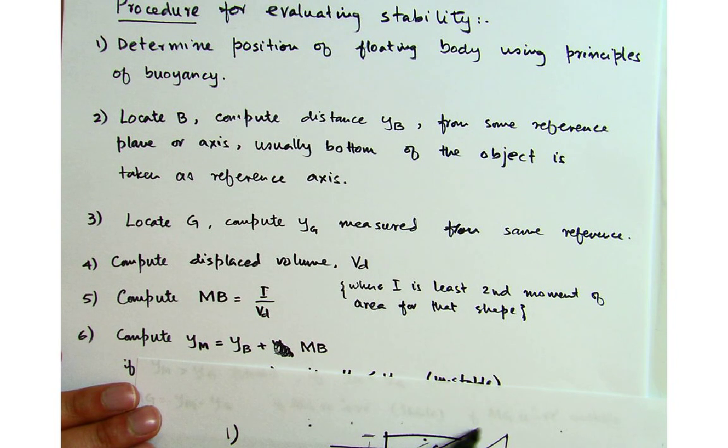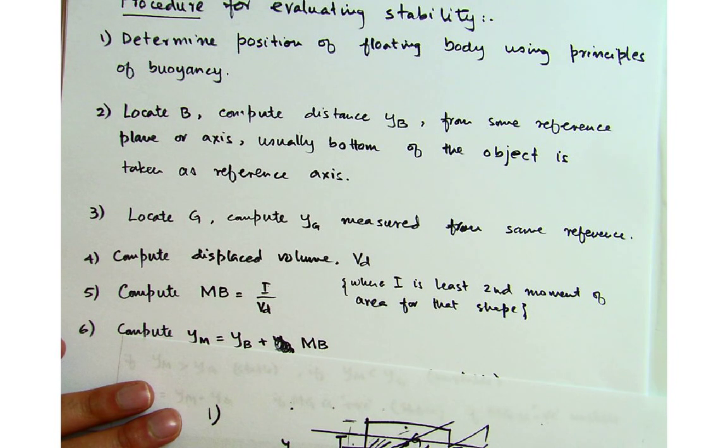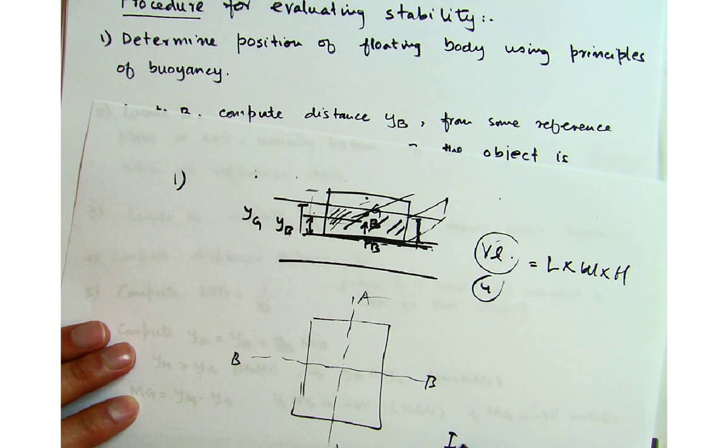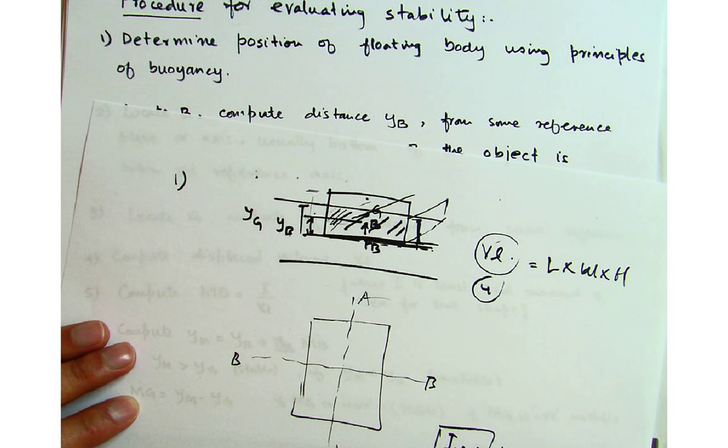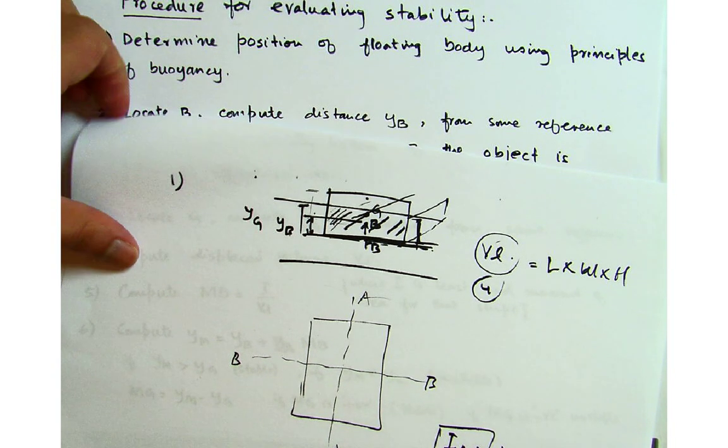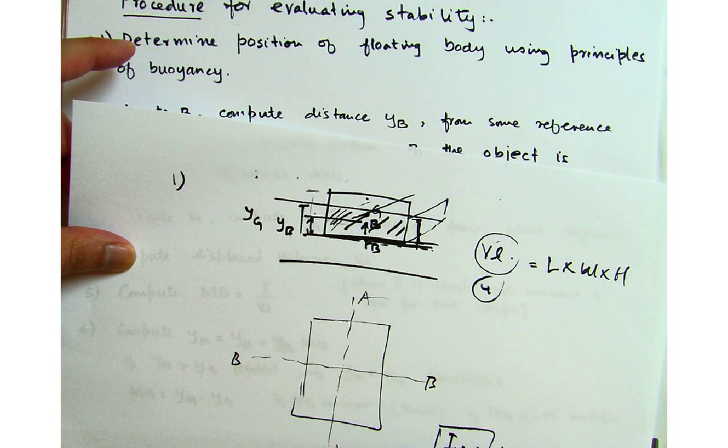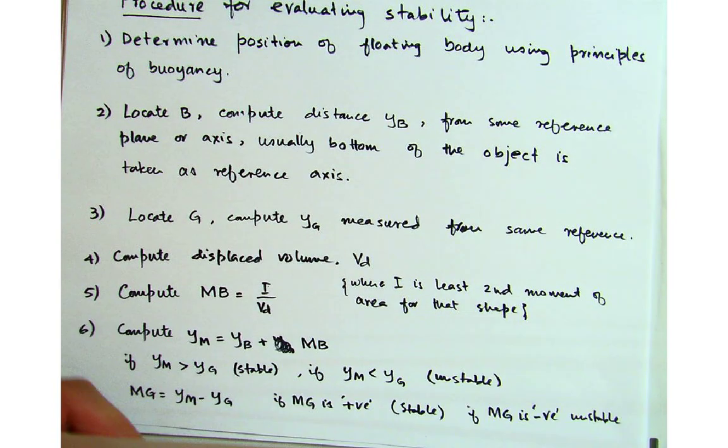So if I look from the top view, you will have one axis over here and one axis over here. If I call this axis AA and this BB, what I do know from experience is that IAA is the least moment of area. So IBB is greater than IAA, and in one example we will do that. Okay, so this is part 5, point 5, to basically compute that.